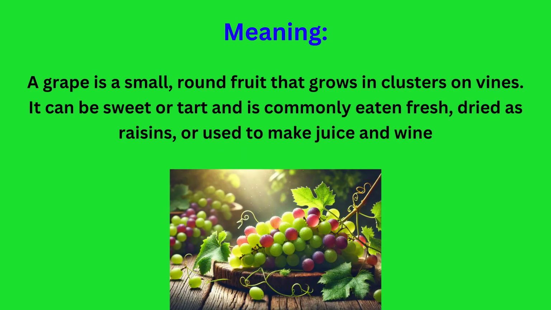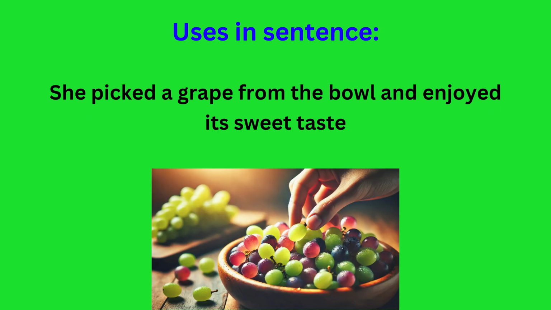Grape. Now repeat after me. Grape, grape, grape. Meaning, a grape is a small round fruit that grows in clusters on vines. It can be sweet or tart and is commonly eaten fresh, dried, as raisins, or used to make juice and wine. In a sentence, she picked a grape from the bowl and enjoyed its sweet taste.